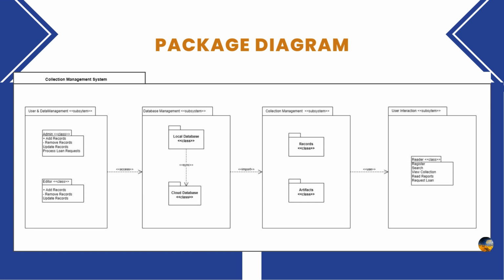The admin and the editor classes have an access stereotype pointing towards the database management subsystem, which means that they have access to database functionalities for managing related data. The database management subsystem contains 2 classes, the local database and the cloud database. There is a synchronization relationship or dependency, with the sync dashed arrow or line, between the local database and cloud database. This indicates that they are synchronized and will be sharing data between them.